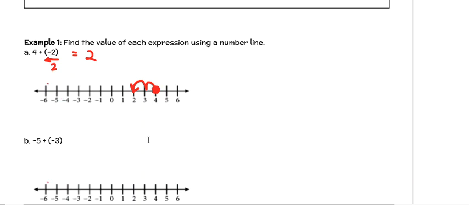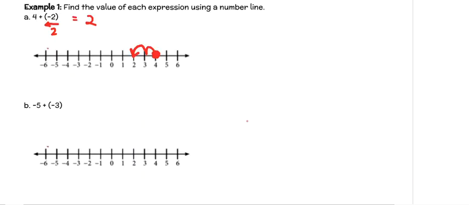Let's do another one together. This one, you're starting off with negative 5. And it's saying you're adding negative 3. So that means you're going 3 to the left. So it's going to be 1, 2, 3. And you see that I'm running out of space on my number line, so I'm just going to write negative 7, negative 8. So that is negative 8.